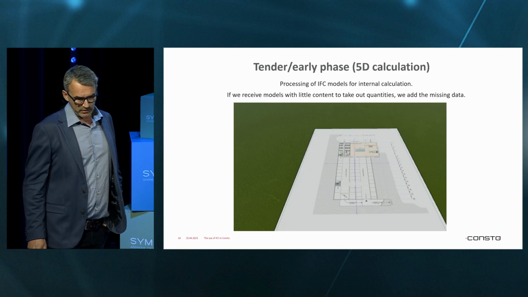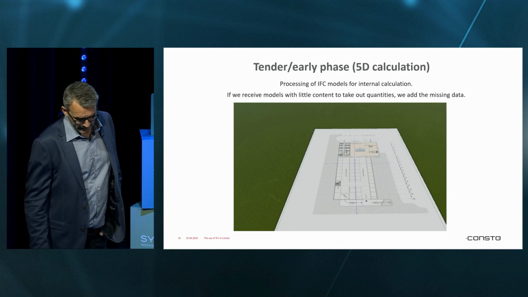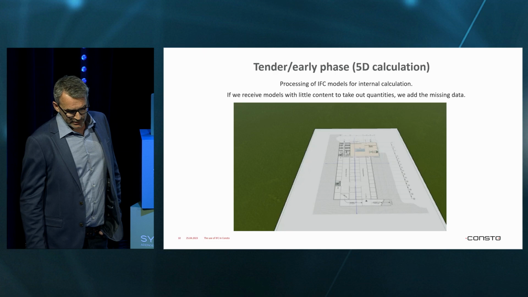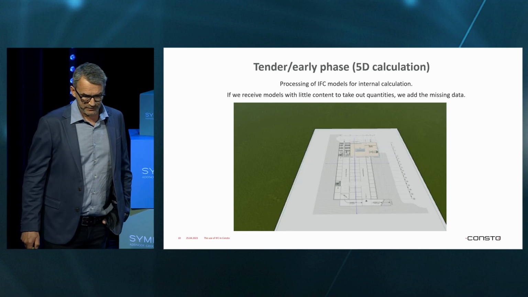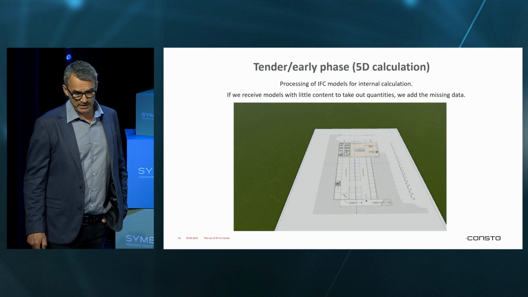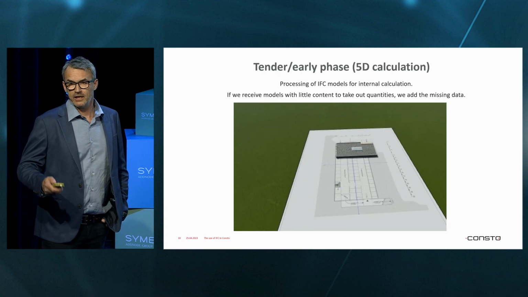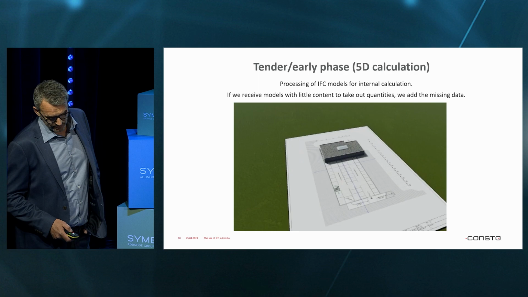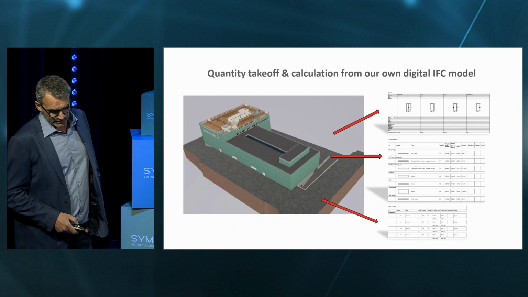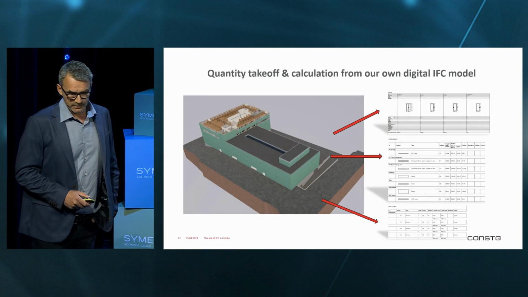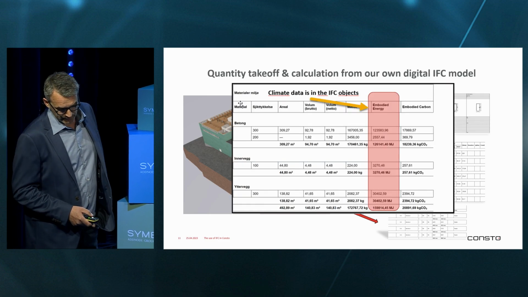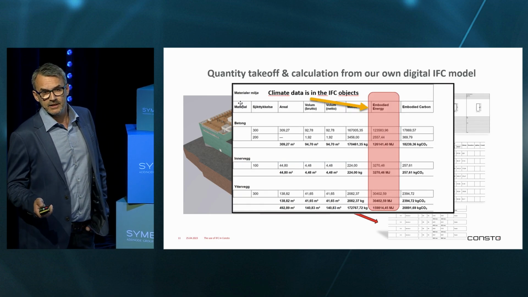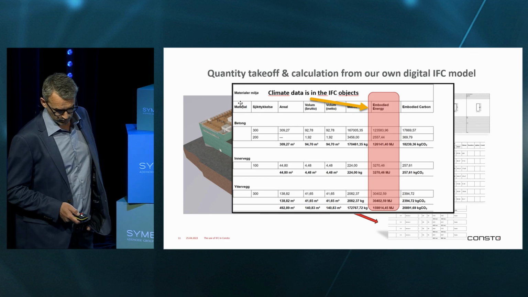And in the early tender phase, 5D calculation, processing of the IFC model, and calculation. If we receive models with little content to take out quantities, we add the missing IFC data internally to the model. And we can take quantity takeoff directly from our own digital twin BIM. And even the climate data has been taken care of in the model.